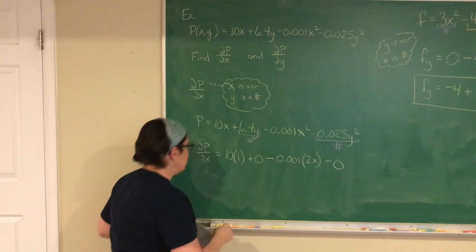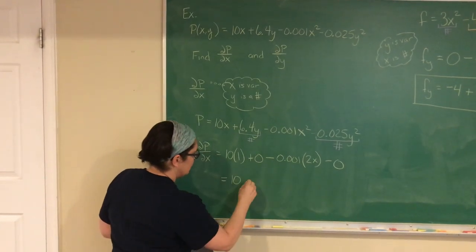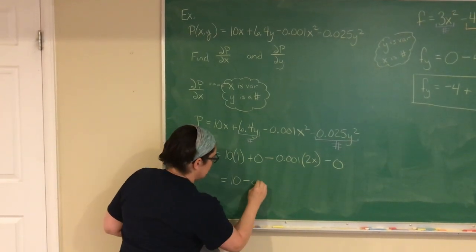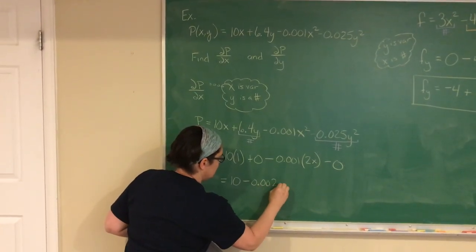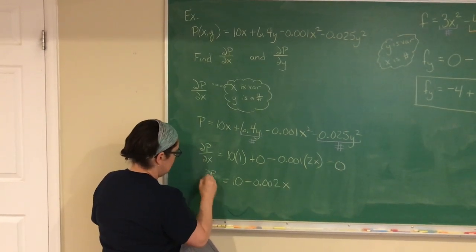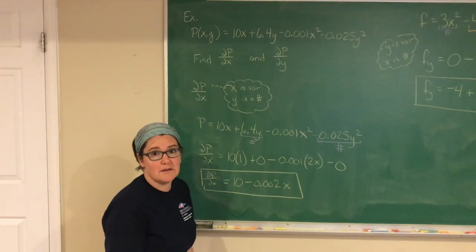So once I write all of this stuff down, I can simplify. 10 times 1 is 10. I don't need to write the 0. 2 times 0.001 is 0.002x minus 0. So our partial derivative of p with respect to x is 10 minus 0.002x.